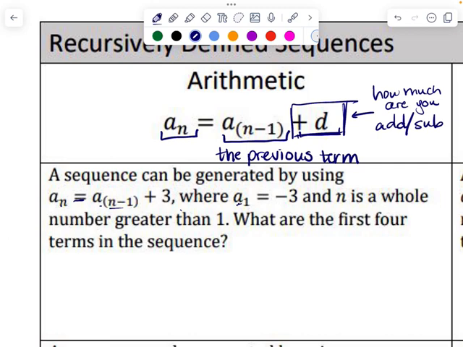So if I look at a sub n is equal to a sub n minus 1 plus 3, where the first term, a1, is equal to negative 3, and n is a whole number greater than 1, so that's always true in Algebra 1. What are the first 4 terms in the sequence? I know the first one is given to me. a1 is equal to negative 3.